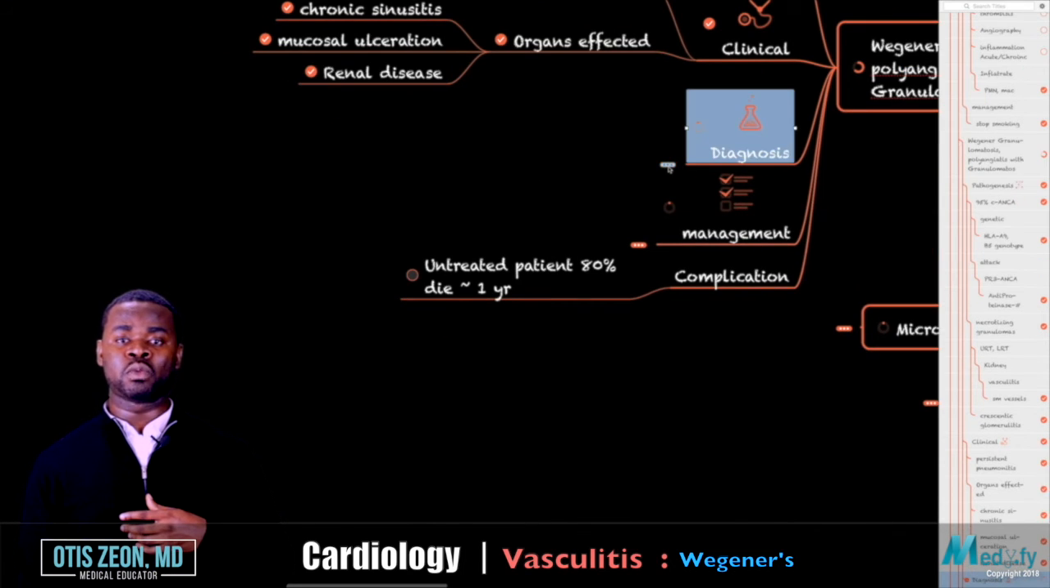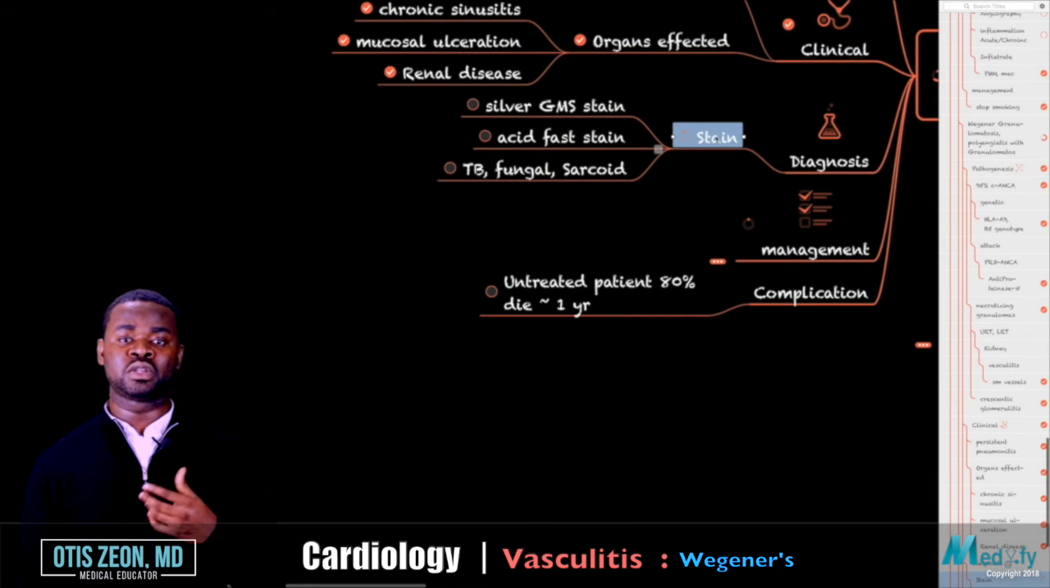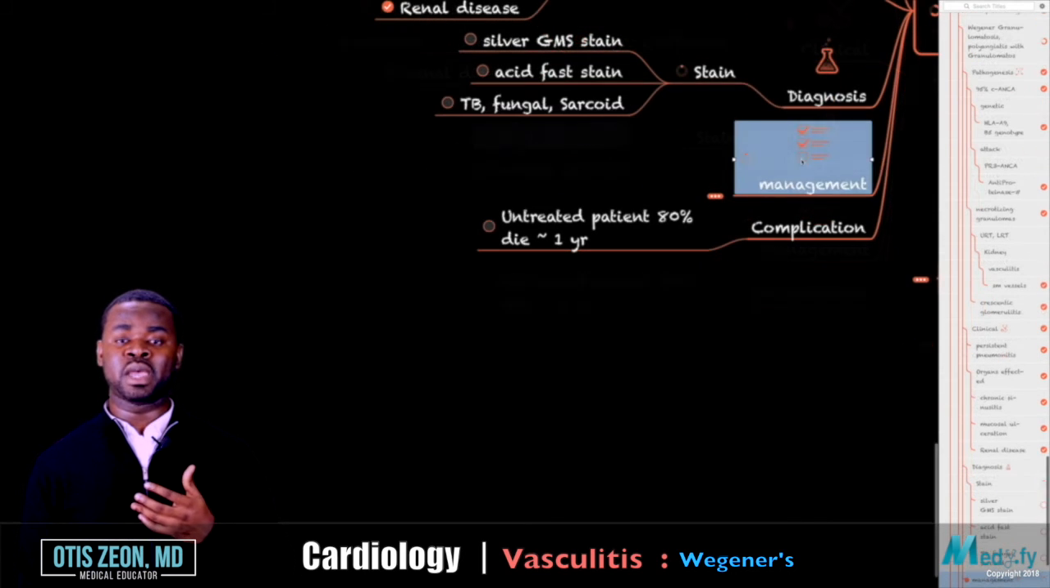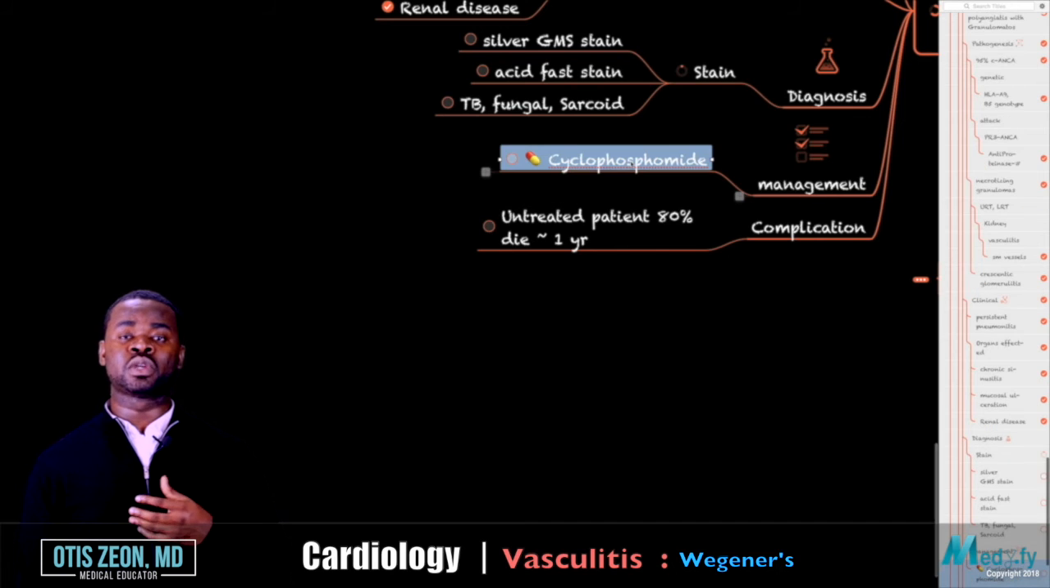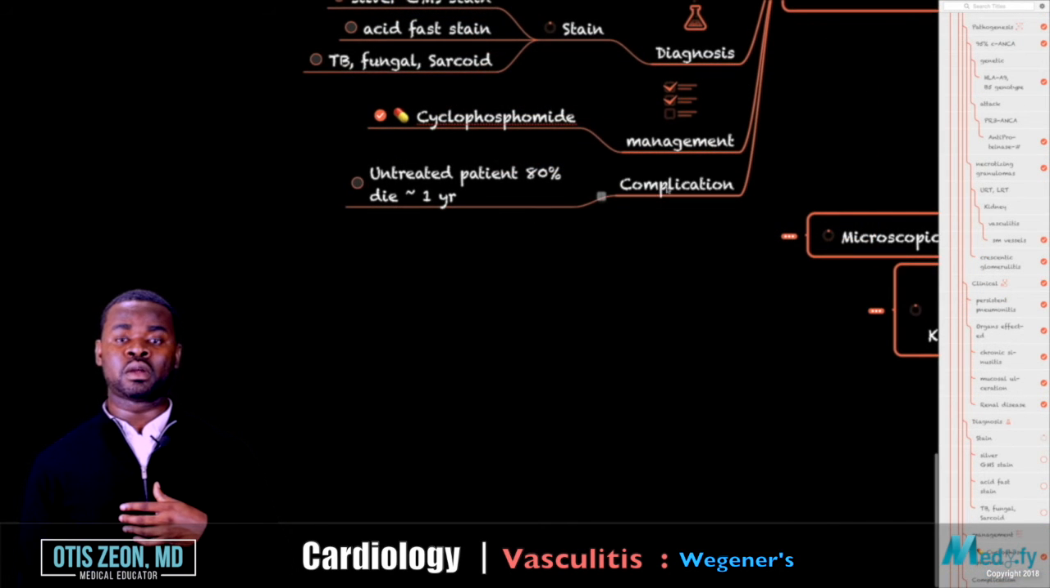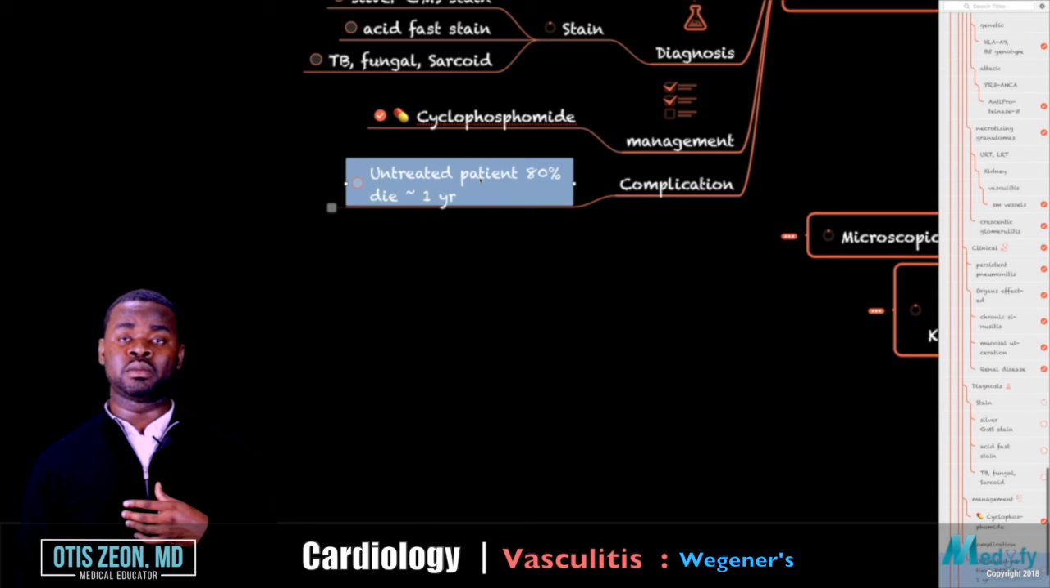Diagnosis for Wegener's, you want to do stains. You can do silver stain, you can do acid fast stain. In terms of the management for Wegener's, you can use high-dose cyclophosphamide. Complication if untreated, within 1 year, 80% of people are expected to die. So Wegener's is very, very high yield from that standpoint.